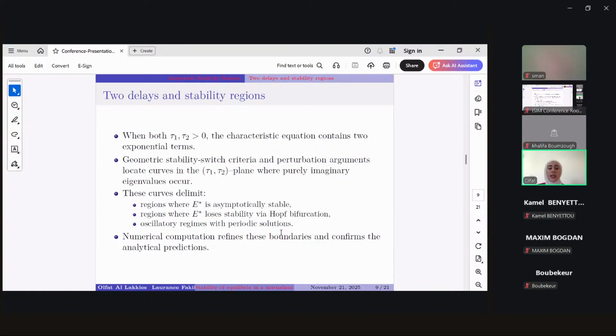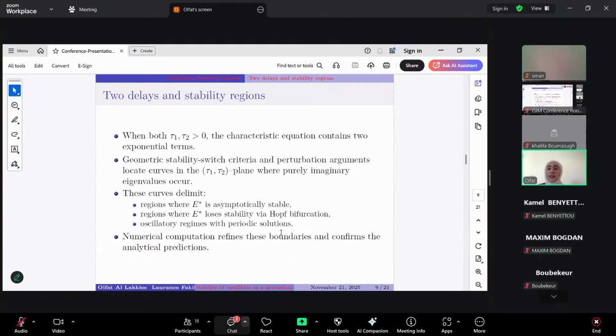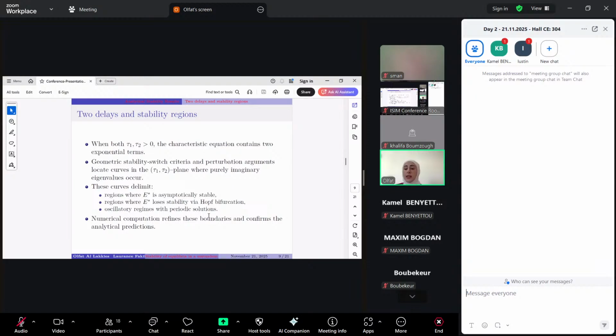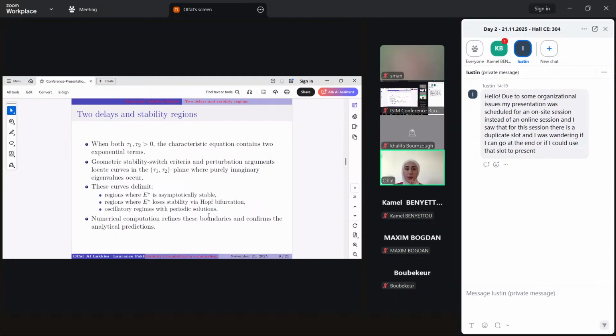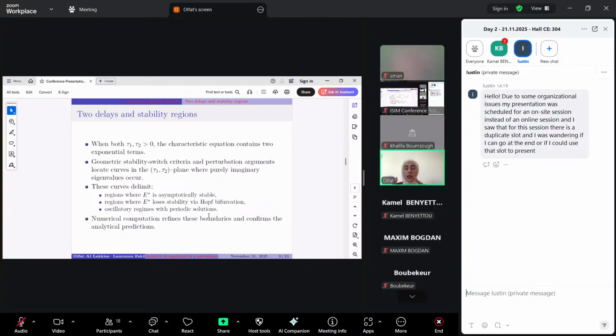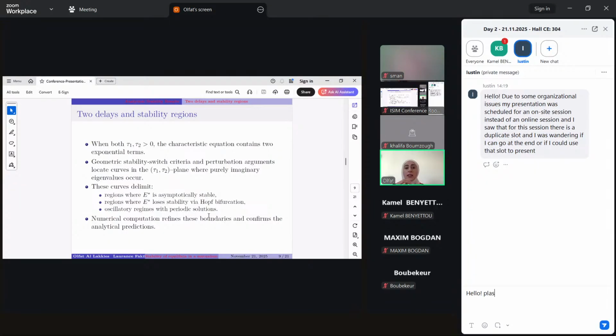The third case was about two delays and stability regions. In this case, tau 1 is greater than 0 and tau 2 is greater than 0, but tau 2 varies while tau 1 is fixed. When we have two delays, the system becomes richer. Stability boundaries appear in the delay plane, separating stable, unstable, and oscillatory regions. Numerical computations confirm these boundaries.